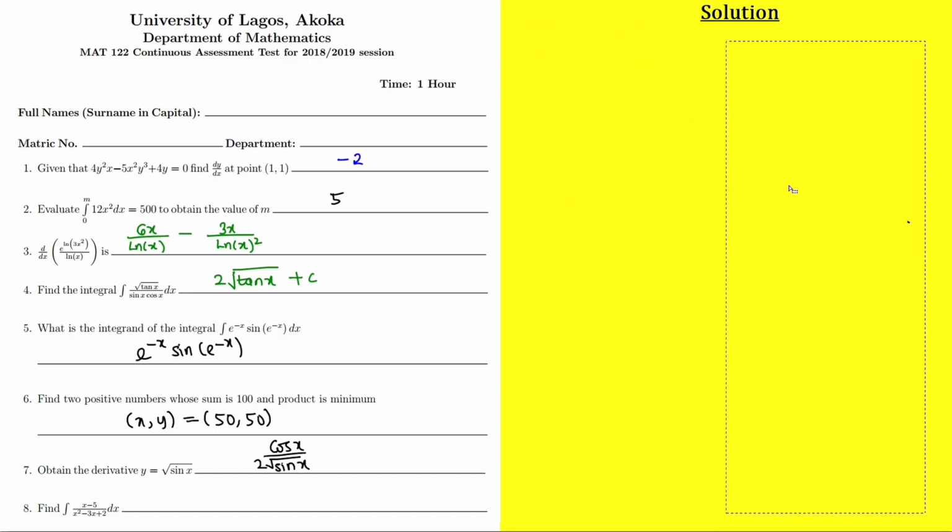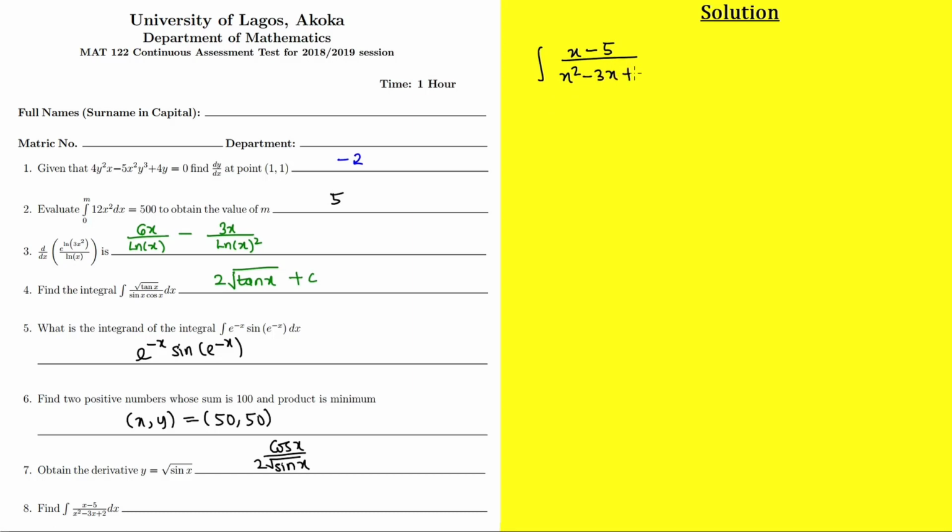So the next question, they said we have to evaluate the integral of x minus 5, that's question 8, all divided by x squared minus 3x plus 2 dx. Now you observe that x squared minus 3x plus 2 can be factorized as x minus 1 multiplied by x minus 2. This is just from your basic quadratic classes. Since I'm able to factorize the denominator into two linear terms, I can resolve it into partial fractions.